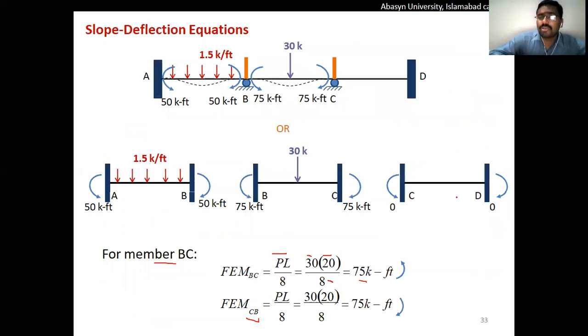As we have no loading in the span CD, its fixed end moment will have a value of 0, because we don't have any load here. Assuming that the value of P is 0, it will convert the entire term into 0.